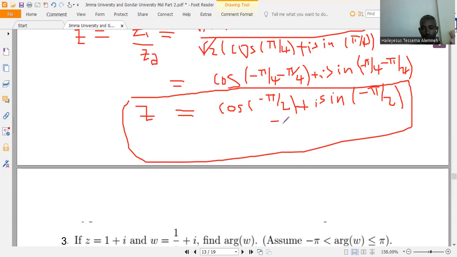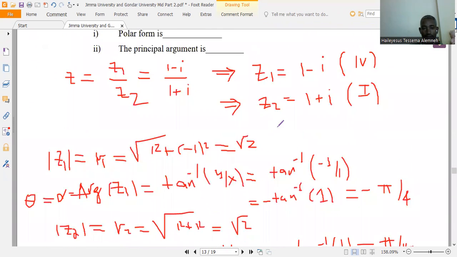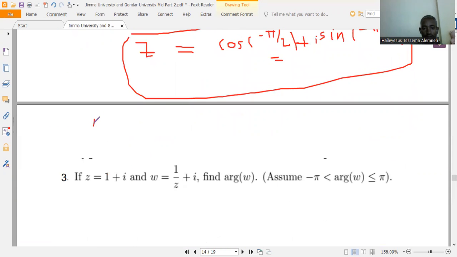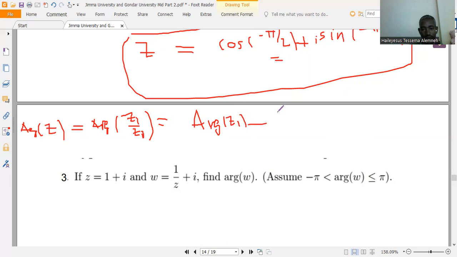argumentቱን ፖላር ፎርም ላይ እናገኘዋለን። ነገር ግን አርጊመንቱን የራሱን መስራት እንችላለን። Argument of z1 over z2, which is equal to argument of z ማለት ነው, which is what the property of an argument is. Argument of z1 minus argument of z2.